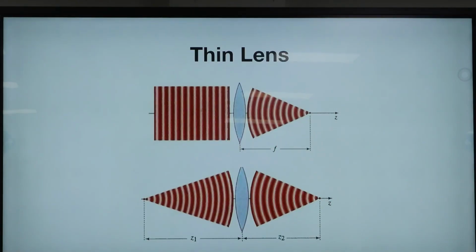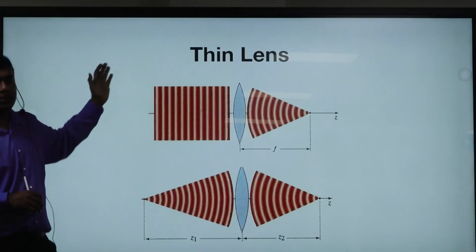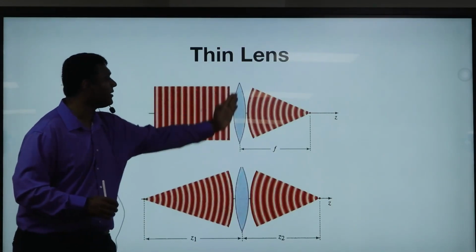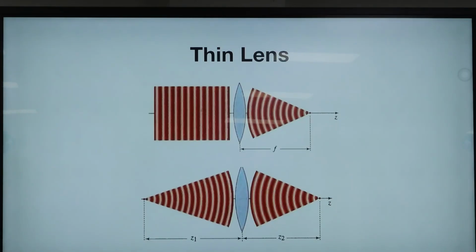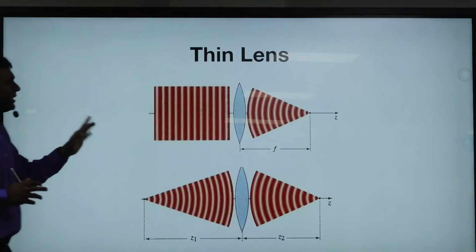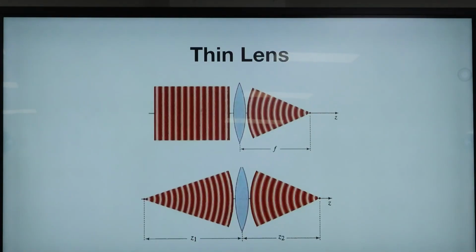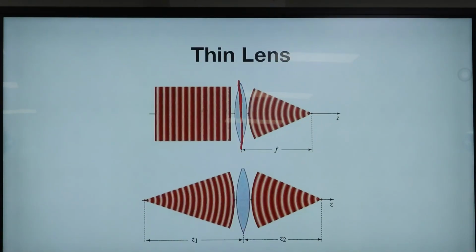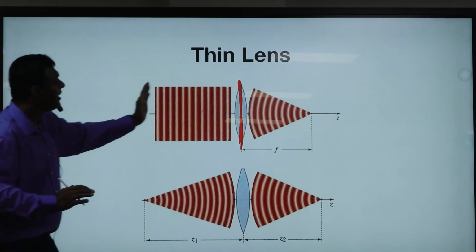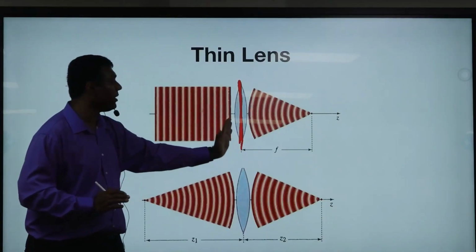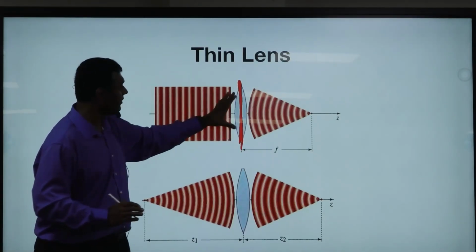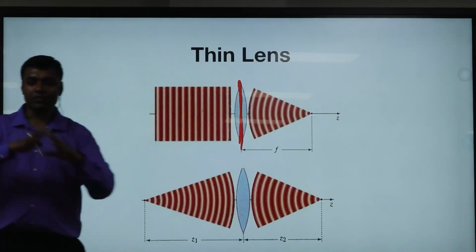So one of the assumptions we have made in ray optics as well as in wave optics is that the lens is thin. The thickness of the lens is typically ignored, and that way we can assume the lens is as though it's at a single point somewhere here. The wave is coming, hitting this boundary, and before that it is a plane wave, after that it's a spherical wave. So that is the assumption.